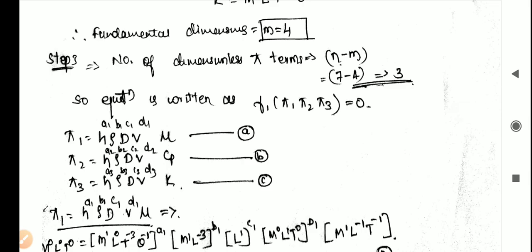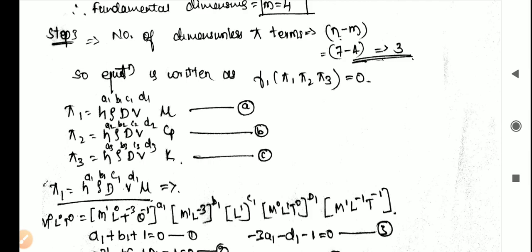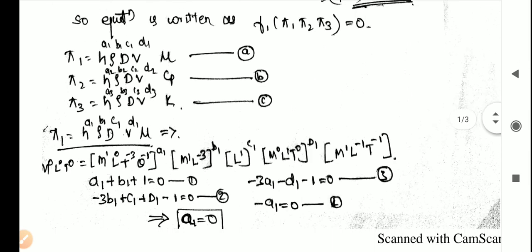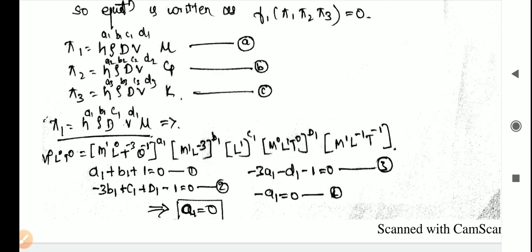Okay, so pi 2 is equal to h raised to a2, rho raised to b2, d raised to c2 and v raised to d2 into cp, equation b. Okay, and pi 3 is equal to h raised to a3, rho raised to b3, d raised to c3, v raised to d3 and k. Okay, put it as equation c. Okay, so now we have to consider here pi 1. Okay, that is h raised to a1, rho raised to b1, d raised to c1, v raised to d1 into mu. Okay, so you know the dimensions, right, for h, rho, d, v and mu, right? Substitute all the dimensions.